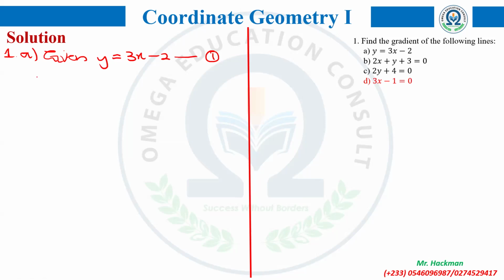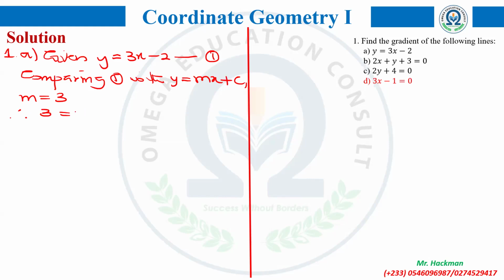Okay, all right. So now what do we do? We are going to write comparing our equation 1 with the gradient intercept form of the equation of a line, which is y is equal to mx plus c. If you compare, we are going to get what? Our m to be equal to 3. So comparing, m is equal to 3. All correct? m is the coefficient of x. So in this case, you draw your conclusion. Therefore, 3 is equal to what? The gradient, because we're asked to find the gradient of the line.